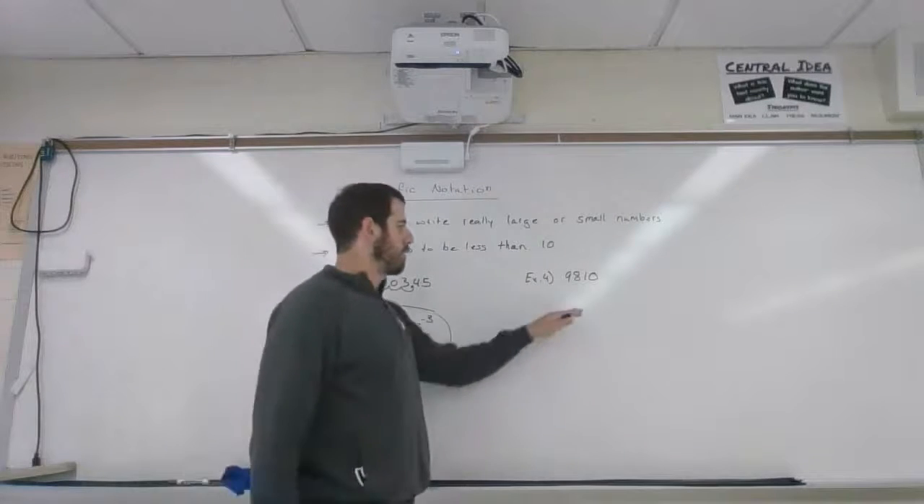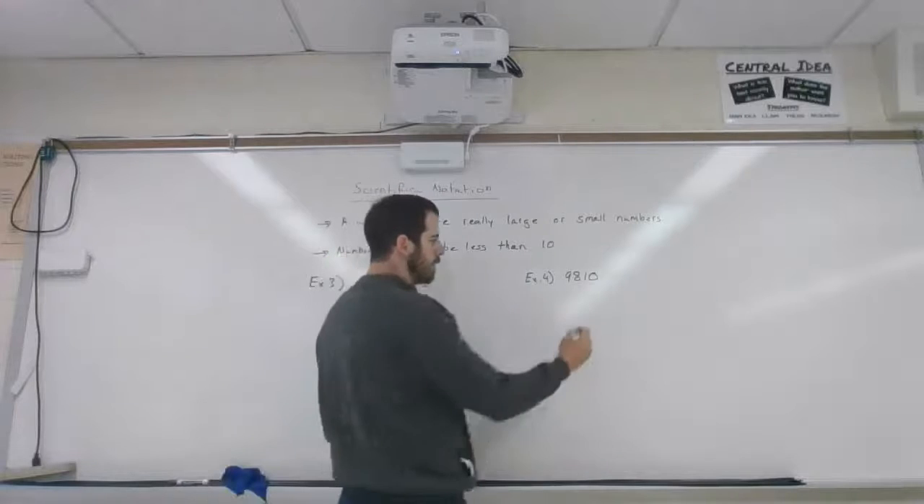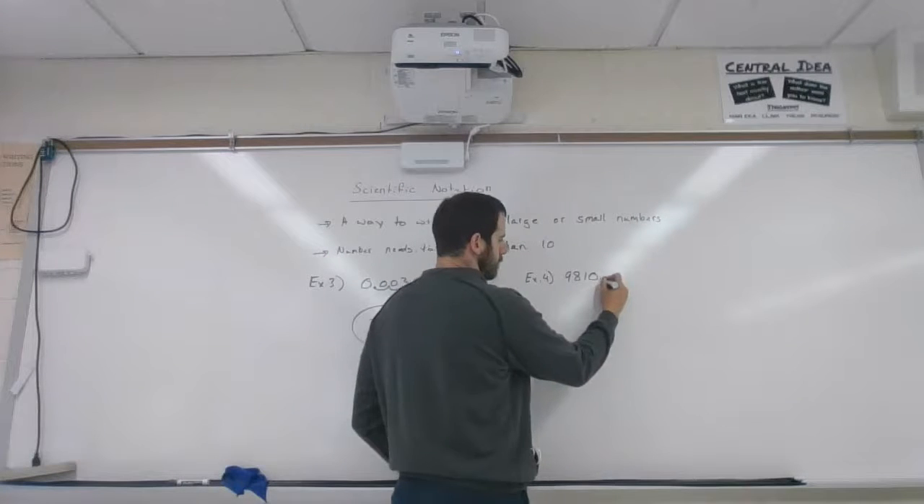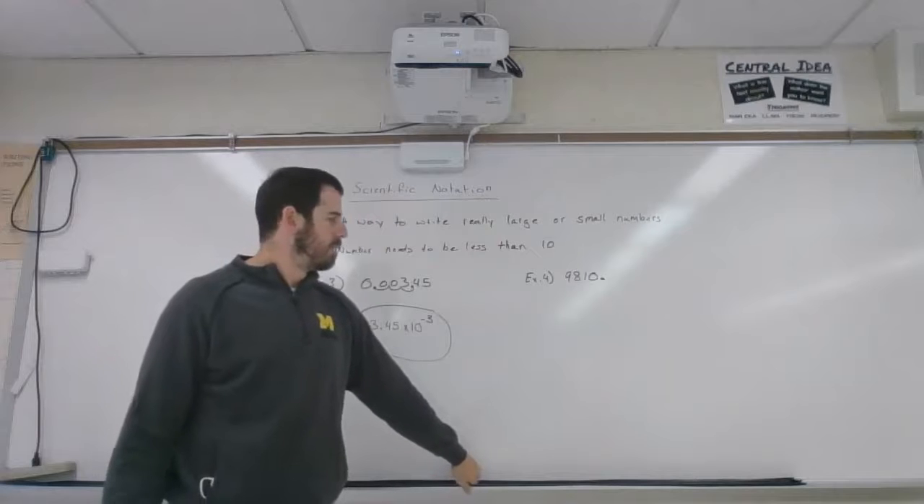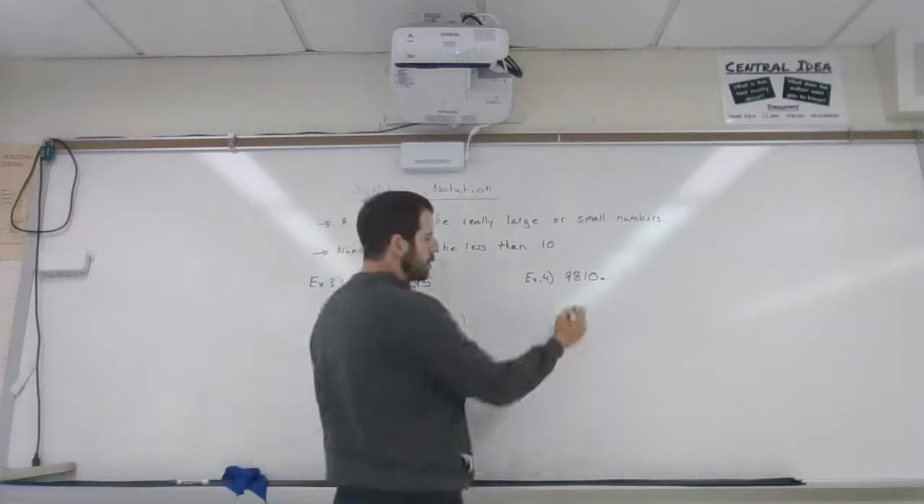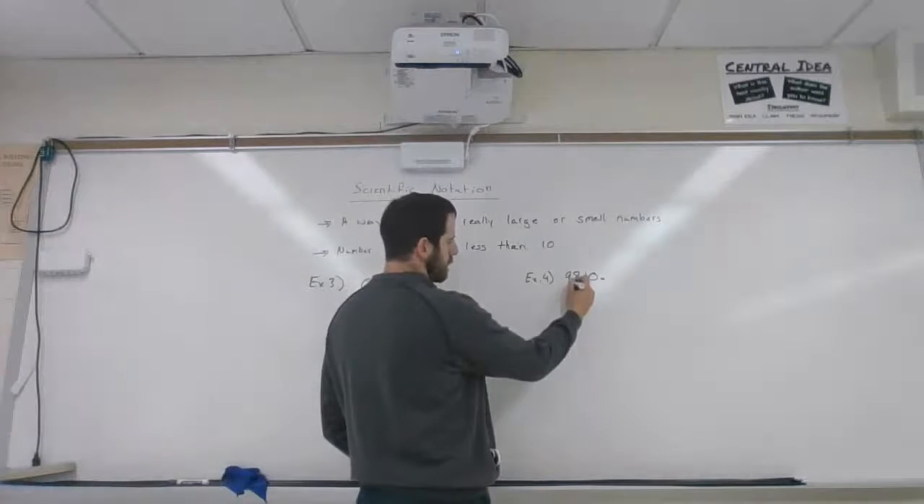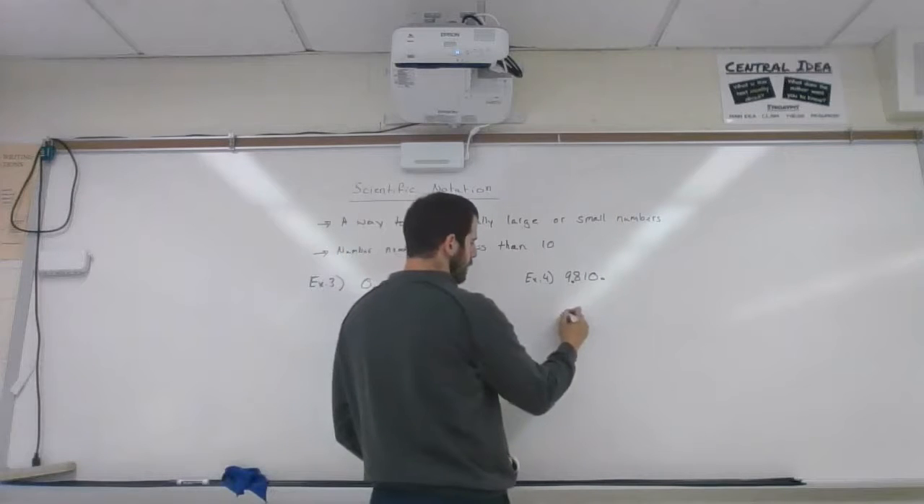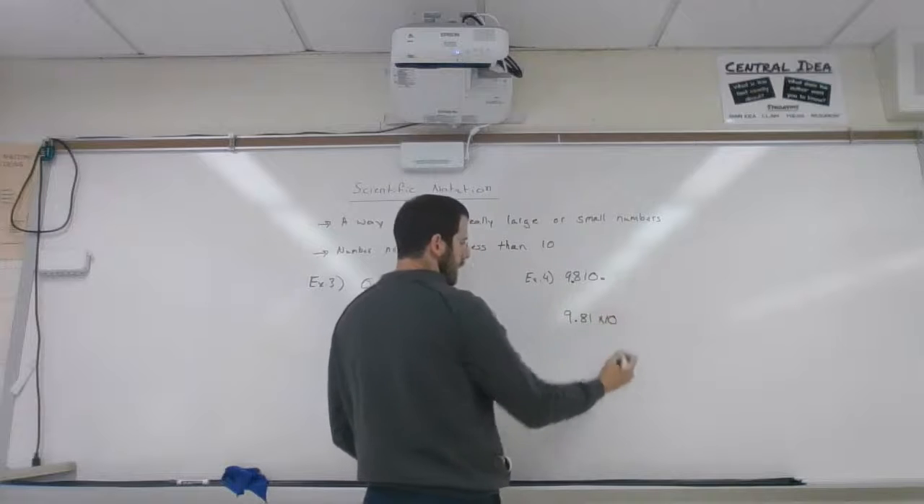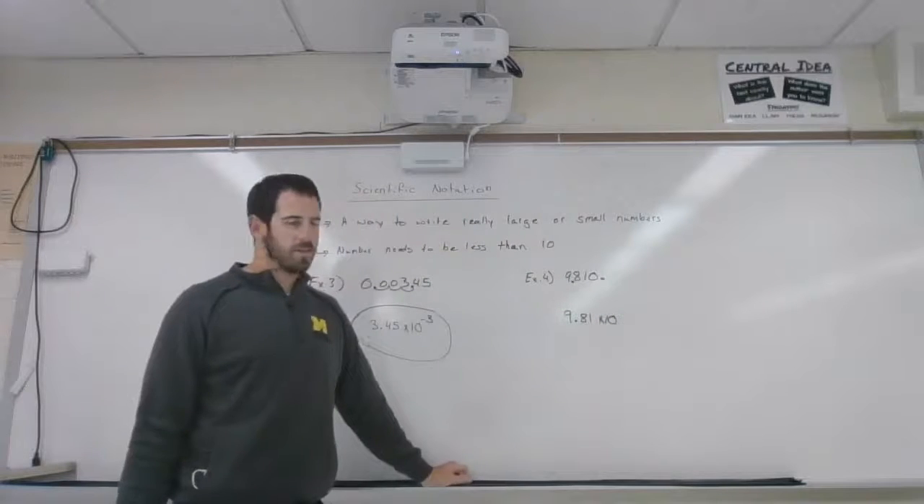But start with where the decimal's at. Well, it's a whole number, so place the decimal at the end. You have 9,810. Move the decimal where it needs to go. It needs to go between the 9 and the 8. That way we have something less than 10. So I get 9.81 times 10.